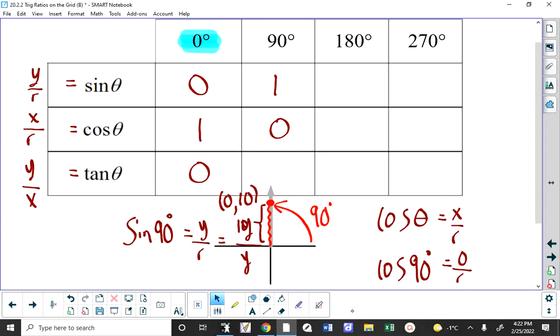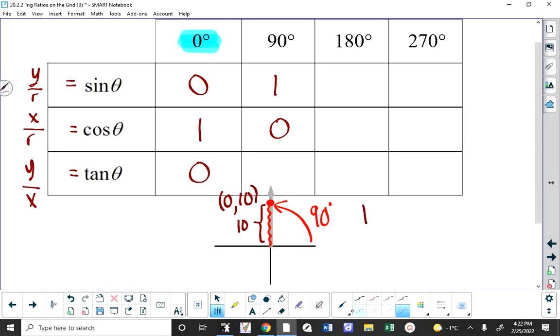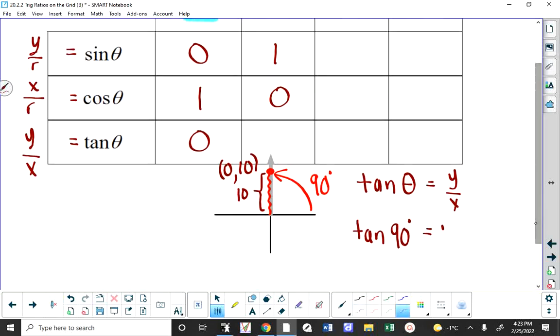When we start to look at tangent, things get a little more interesting. Since tangent of any rotation angle is y over x, tangent at 90 degrees will be y over x. And in our diagram, I've got y equals 10, but the fact that it's 10 is unimportant. In our diagram that I've drawn there, the y-coordinate is some number. What's important is it's divided by the x-coordinate, which is 0.